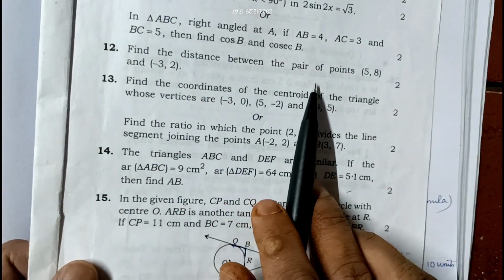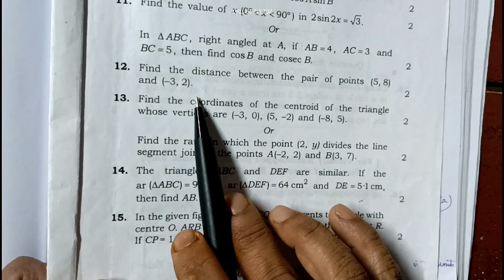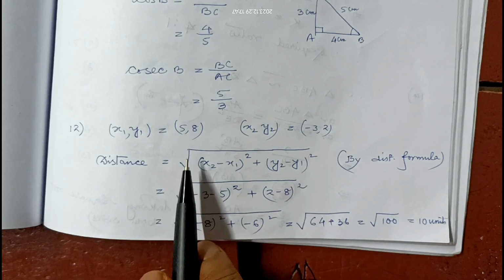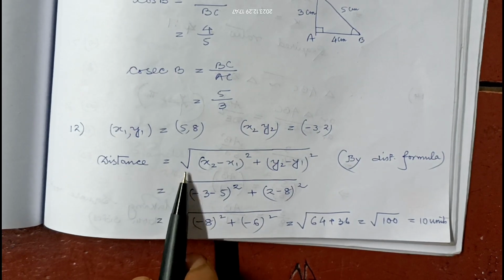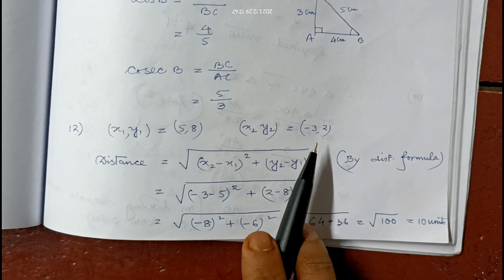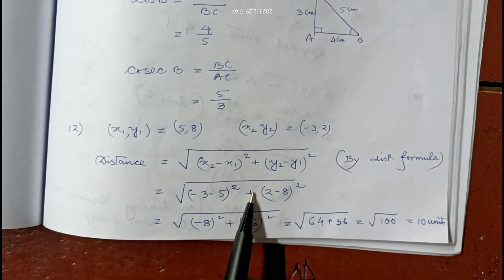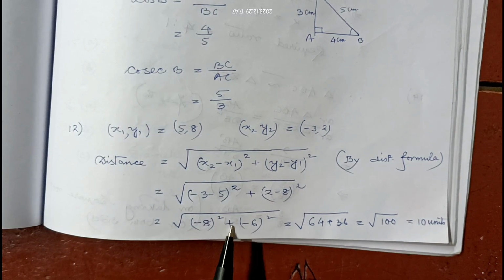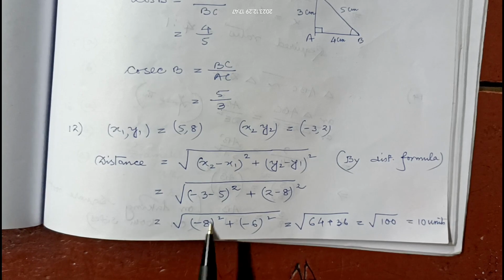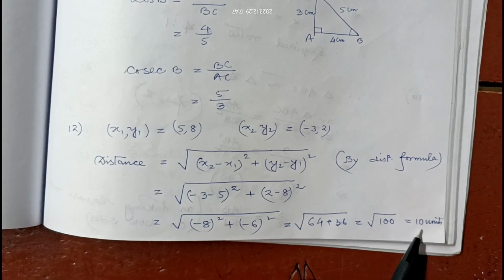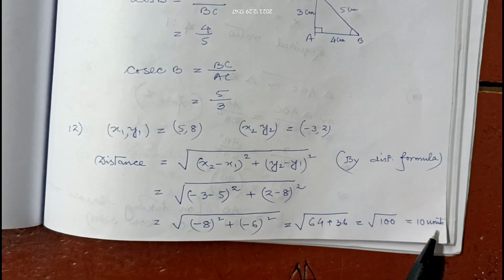In question number 12, it is given: find the distance between the pair of points 5, 8 and minus 3, 2. Here the first point is 5, 8 and the second point is minus 3, 2. By using the distance formula, distance will be root over x2 minus x1 whole square plus y2 minus y1 whole square. That is minus 3 minus 5 whole square plus 2 minus 8 whole square. Minus 3 minus 5 will give minus 8 squared plus 2 minus 8 is minus 6 squared. 8 squared is 64, 6 squared is 36. After adding it will be 100, and root over 100 is 10. Therefore the distance between the given points is 10 units.